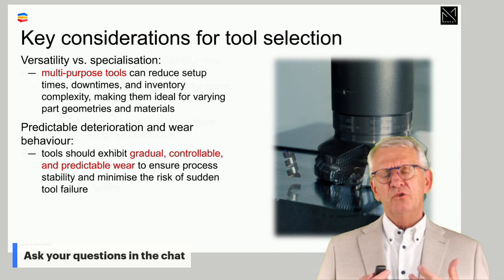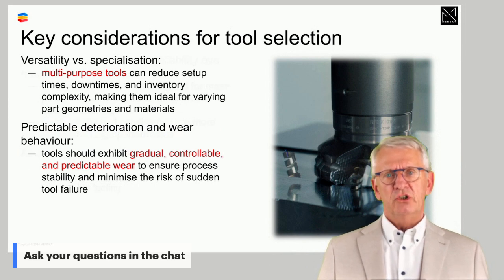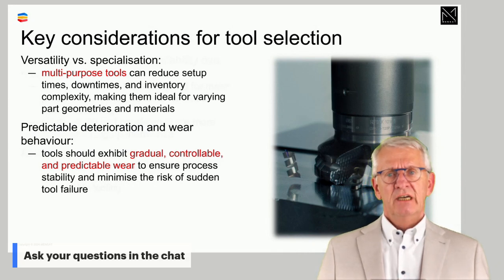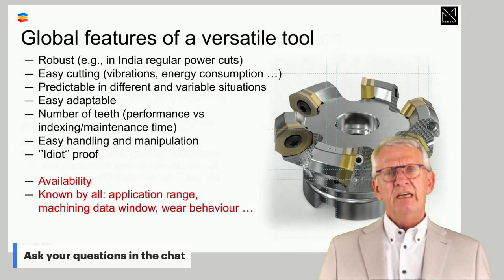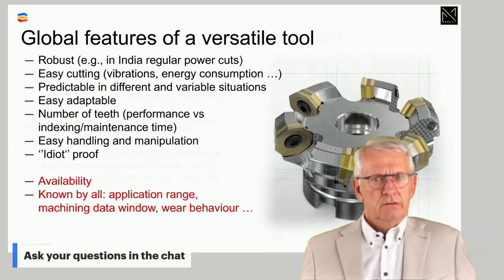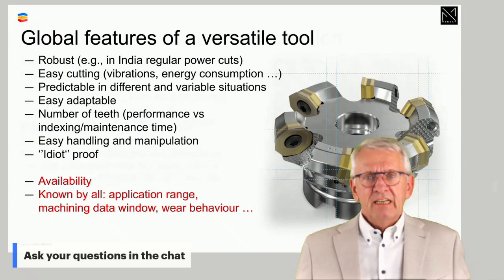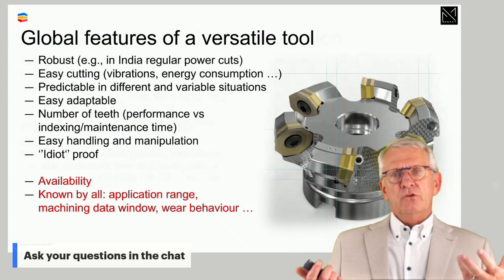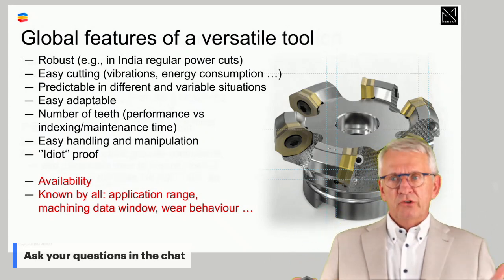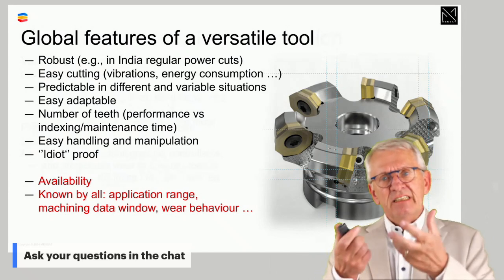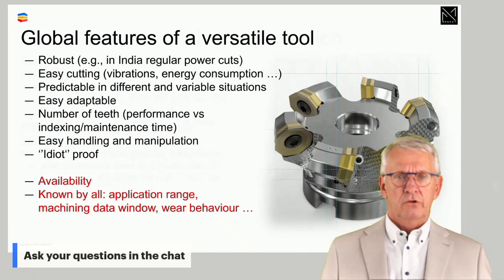And how the tools behave during machining, in other words how wear develops, is a second thing that we have to care about, and I'm going to come back to it. If you look at global features, because people sometimes say, but what is a versatile tool then? Define a versatile tool. Well, that's what you see here. A versatile tool, and I'm not going to read it, is robust, easy cutting, predictable in different situations, and so on and so forth. These are the features you have to look for.